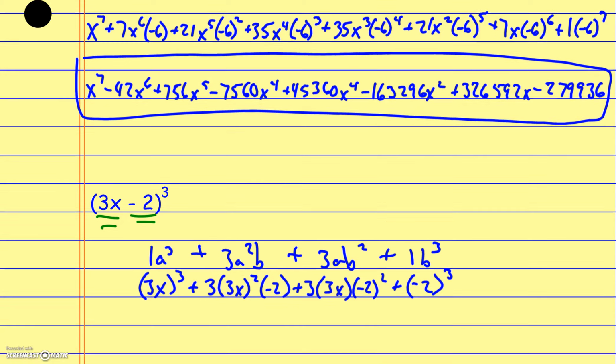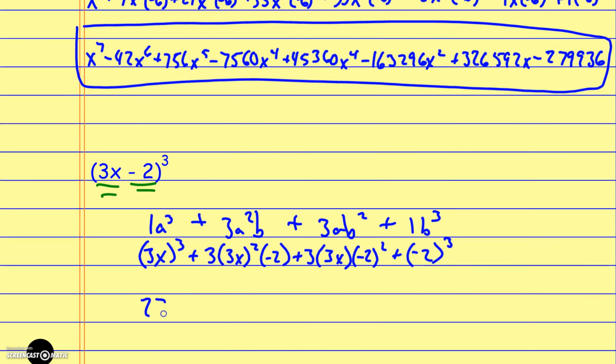And so as I start to multiply this out, this one's an easy one. That's a 27x to the 3rd. Here, that's going to give me a 9x squared times the 3 times the negative 2 is going to give me a negative 54x squared. The next one, I've got the negative 2 squared is a positive 4 times the 3 times the 3x. That's going to be a 36x. And then this last one, negative 2 to the 3rd power, is a negative 8.